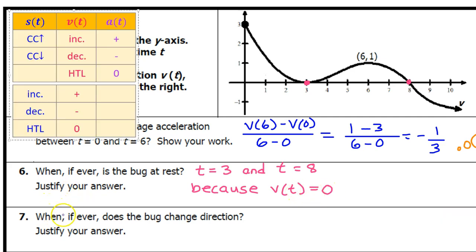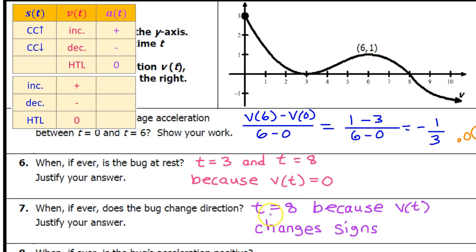Number 7. When, if ever, does the bug change direction? Justify your answer. Direction is indicated by the sign of velocity. So if the bug is changing direction, the velocity is changing signs. So when does the velocity change signs? The only place is at t equals 8, where the velocity goes from positive to negative. We say t equals 8 because velocity changes signs.